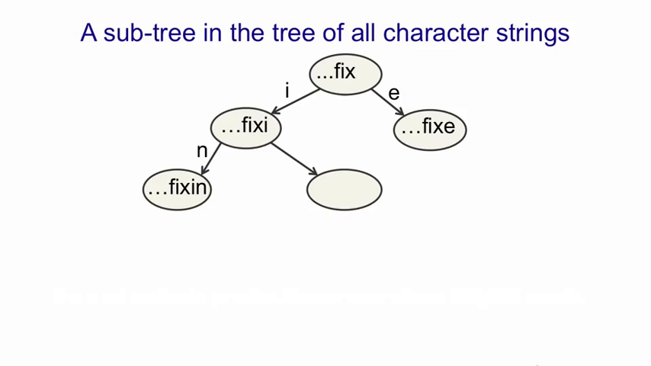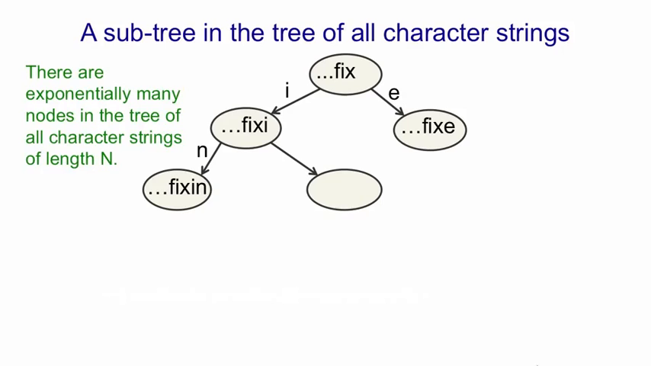So this represents that we had a whole bunch of characters, then we had f, and then I, and then x. And now if we get an I, we're going to go to the left. If we get an E, we're going to go to the right, and so on. So each time we get a character, we move one step down in this tree to a new node.